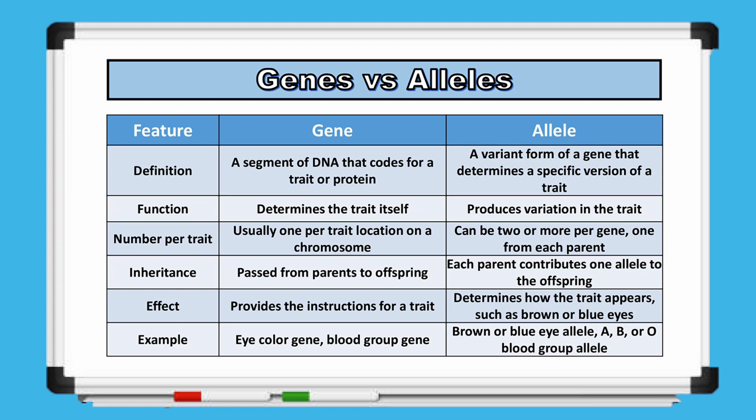In inheritance, genes are passed from parents to offspring. Each parent contributes one allele, and the combination of these alleles determines how the trait is expressed. The effect of a gene is to provide the instructions for a trait, while an allele decides the specific form of that trait, such as whether a person has brown or blue eyes. For example, the eye color gene or the blood group gene represents the gene itself, while brown or blue eye alleles, and A, B, or O blood group alleles, represent the variations of those genes.